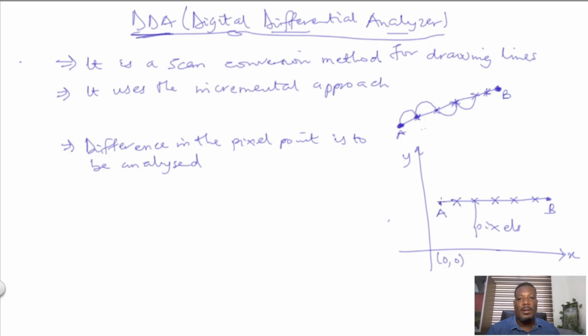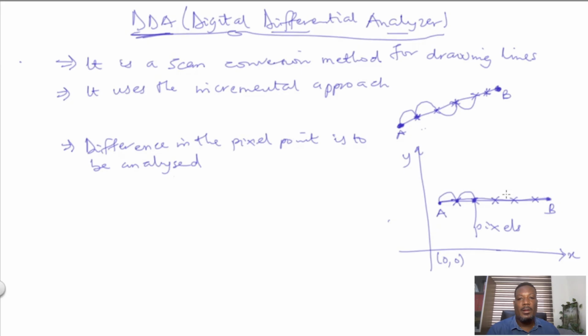Now the difference in each pixel needs to be analyzed to help us draw the straight line. The difference between this pixel and this pixel needs to be analyzed. This pixel and this pixel also need to be analyzed. And when that is done, we will be able to create the line segments fully using this algorithm.